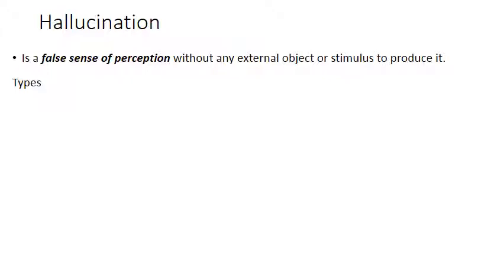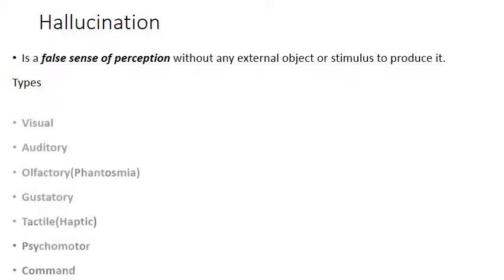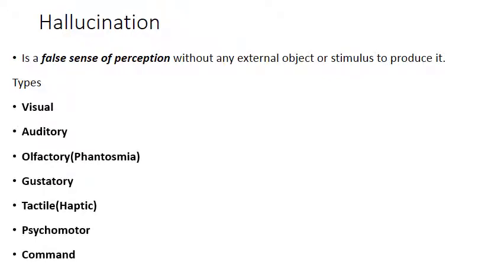Hallucination is a false sense of perception without any external object or stimulus to produce it. Let us see what are the different types of hallucination. So these are the different types of hallucinations: visual hallucination, auditory hallucination, olfactory hallucination, gustatory hallucination, tactile hallucination, psychomotor hallucination, or command hallucination. In visual hallucination, the person sees imaginary things.